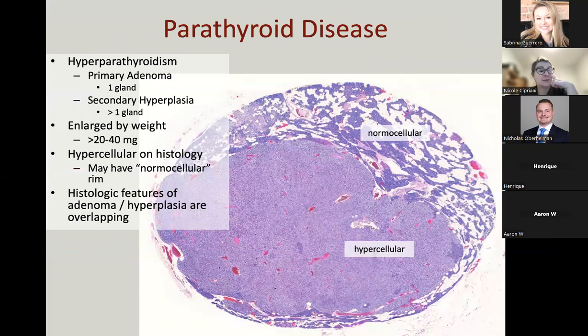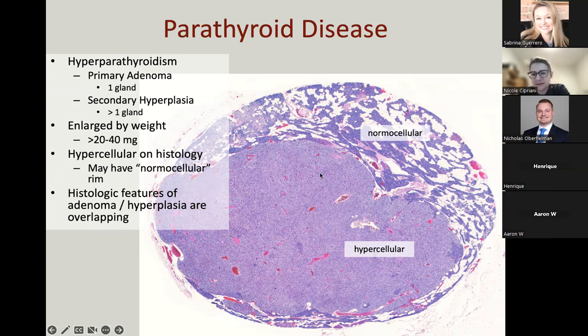Parathyroid disease is generally clinically hyperparathyroidism, right, with high levels of calcium and parathyroid hormone serologically, which could be due to an adenoma in a single gland, or due to secondary hyperplasia in the context of usually chronic renal disease, where you have electrolyte abnormalities and essentially all your glands are out of whack. What they are clinically is they're enlarged by weight, so they're heavy, and they look hypercellular to us on histology.